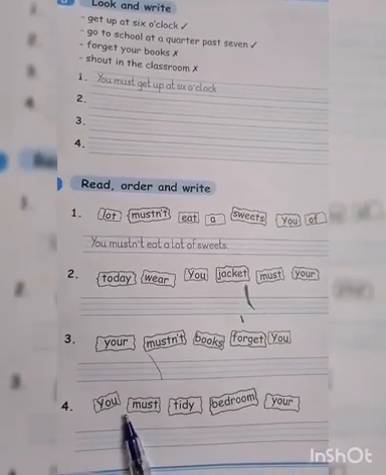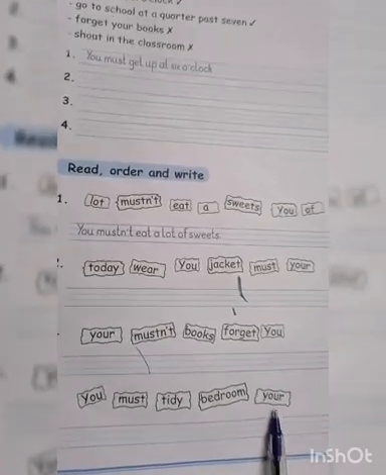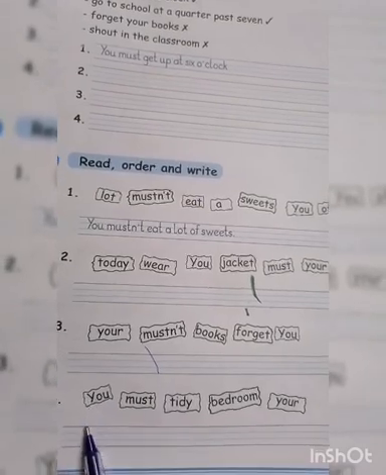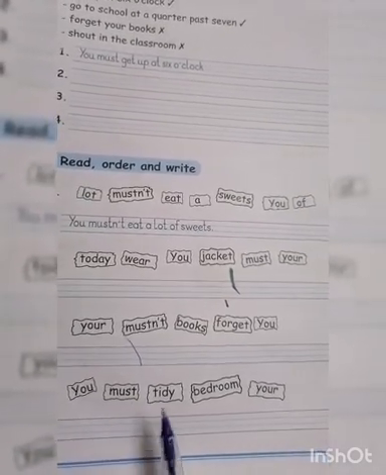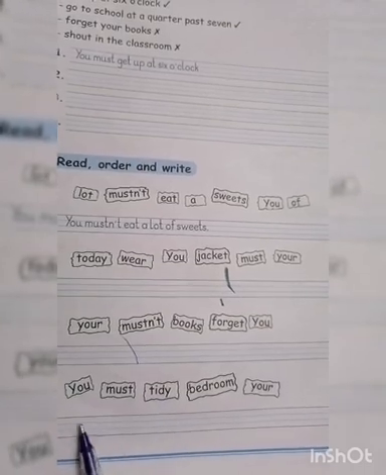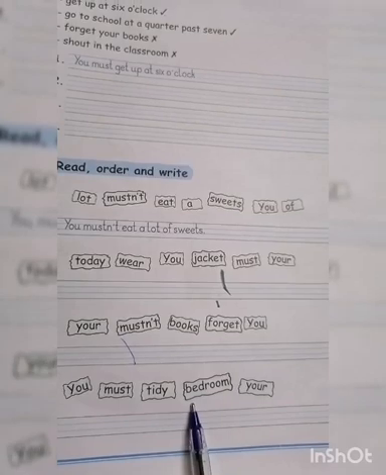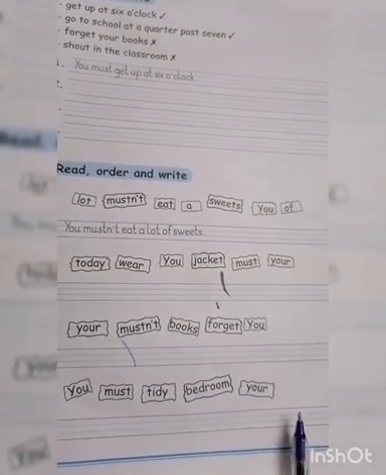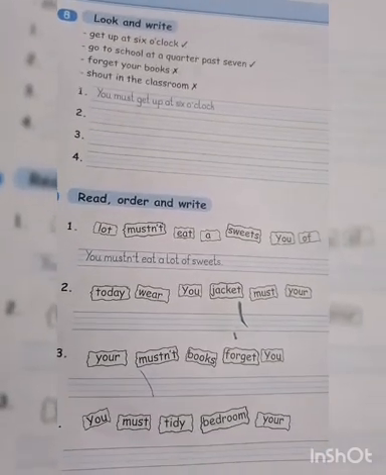Number 4, you must tidy bedroom your. So at the beginning we should put you, the subject, then the modal, then the verb. You must tidy your bedroom. Okay, and put the full stop at the end of the sentence.